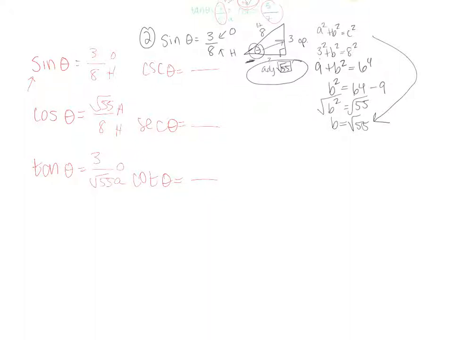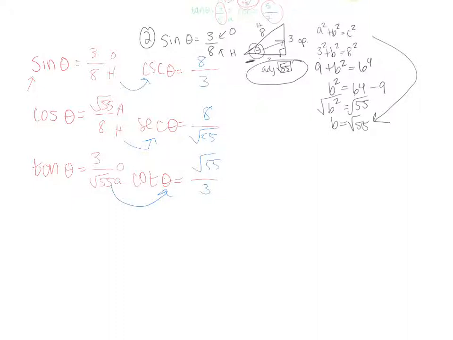Then, for all of the reciprocals, we're going to flip. So cotan, I'm going to flip tan, so I have square root 55 over 3. For secant, I flip cos, so I have 8 over square root 55. And for cosecant, I flip sine, so I have 8/3.